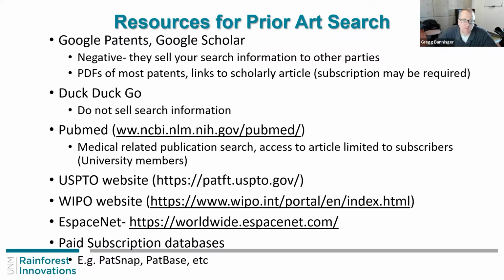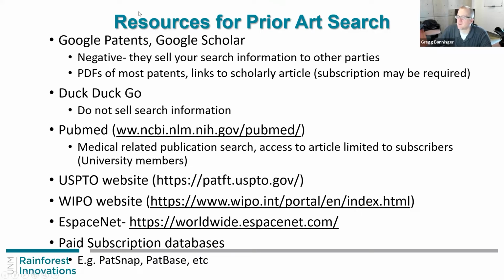The USPTO website is a good place to search for US patents. There are also websites like WIPO, the World Intellectual Property Organization, to look at PCT applications. Espacenet is kind of the European version of the USPTO website. And then there are paid data subscriptions.